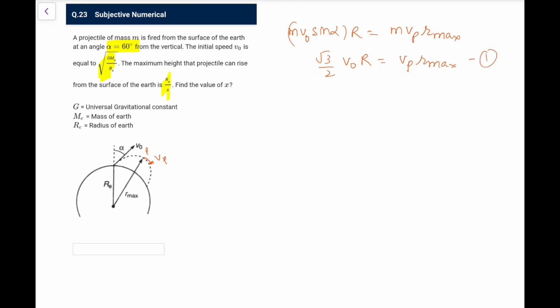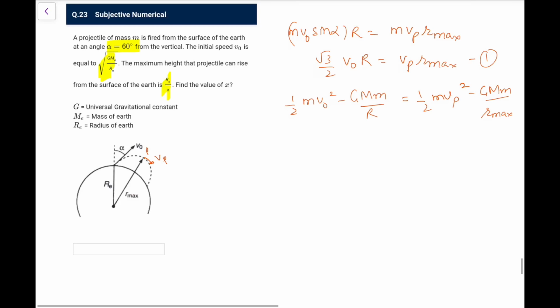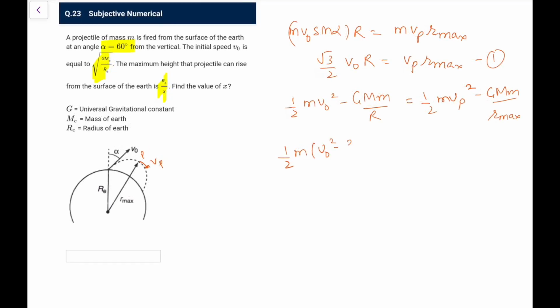Now the second one, energy conservation: half m v naught square minus GMm by r would be equal to half m vp square minus GMm by r max. Substituting the values, this would be half m times v naught square minus vp square. Vp square I can write as 3 by 4 v naught square r square by r max square, and that would be equal to GMm into 1 by r minus 1 by r max, so it would be a quadratic in r max. We can solve it.